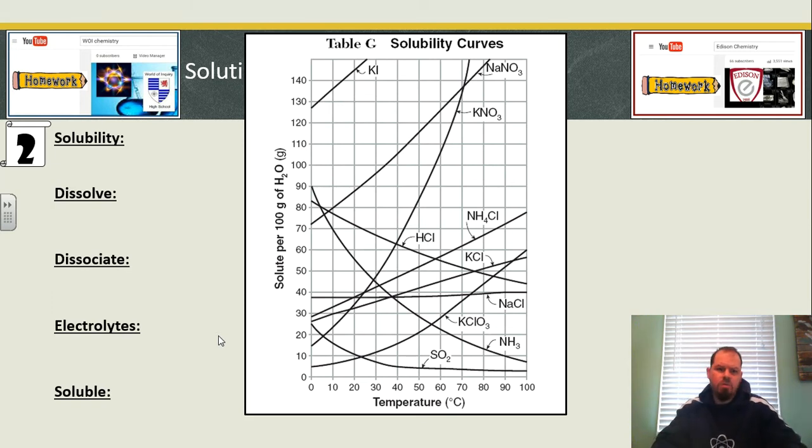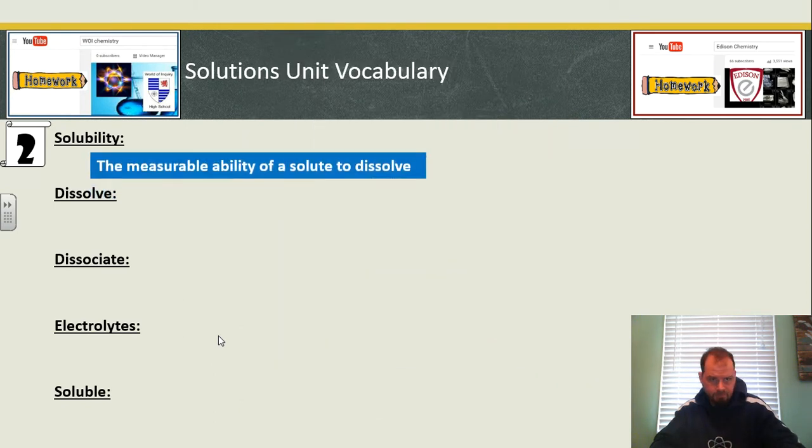Sorry, big bad Table G. Here it is. We will learn how to read this thing, and this tells us about solubility. Notice it's on the chart, solubility curves. This is the measurable amount of a solute to dissolve. So how much? Solubility is how much will dissolve. That's how I think of it. So it's the measurable ability to dissolve. How much will dissolve? Okay.